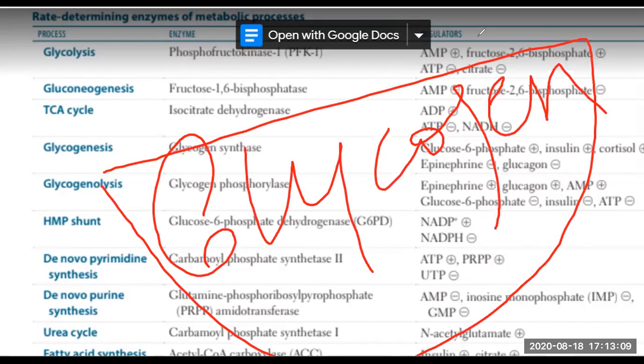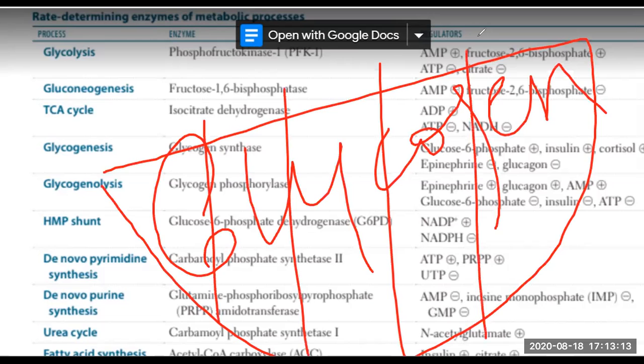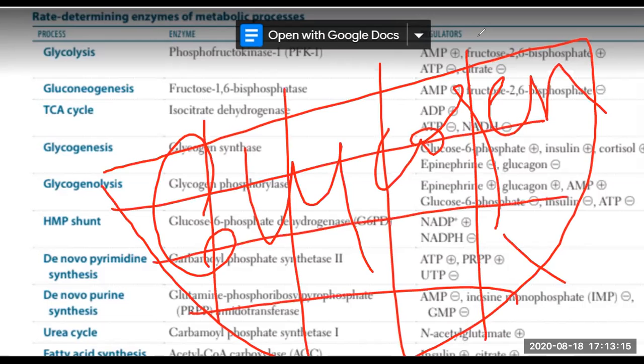What will you do? You will break it and give one chunk. Now when you break it, this is no more glycogen. This one chunk will be called glucose. You will give one chunk to some organ and one chunk to some other organ.